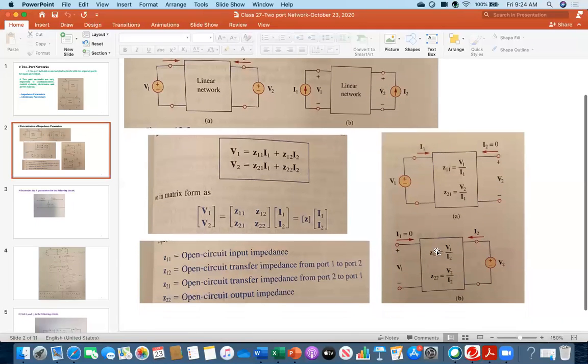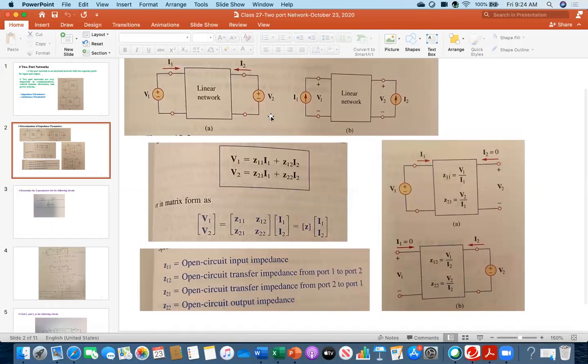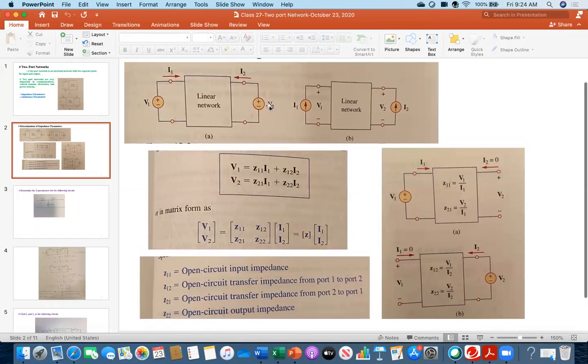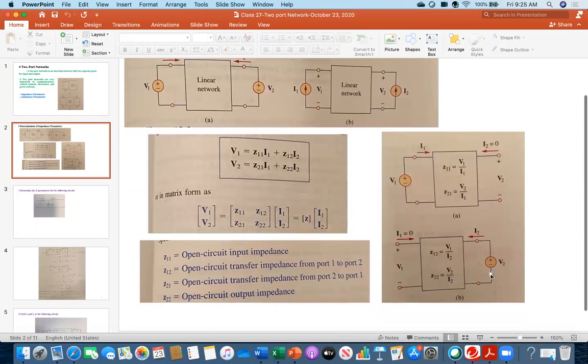Then similarly, you have to find out the other two parameters, G12 and G22. So how to do that? Now this time, everybody see, you keep this port, you put this voltage source as it is, and you keep this one open. So in this case, you see V2 source, I2 current is flowing, but because the first port is open, this source is open, consequently I1 is 0.